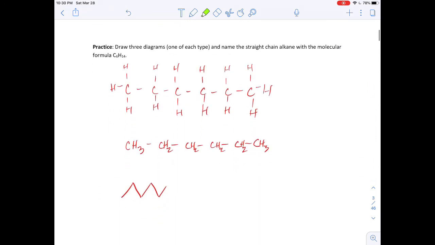Here are some examples for C6H14. For a straight chain alkane, this is hexane. Try doing those yourself.